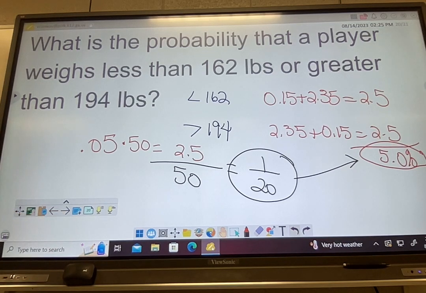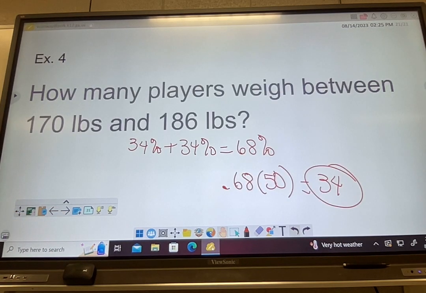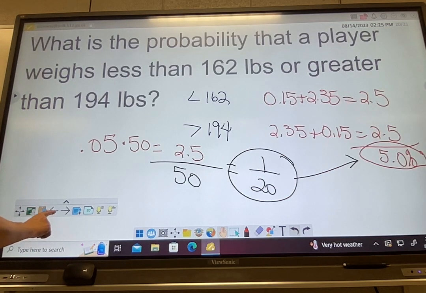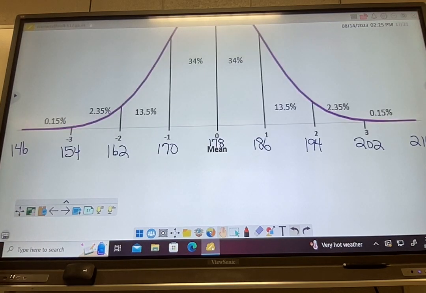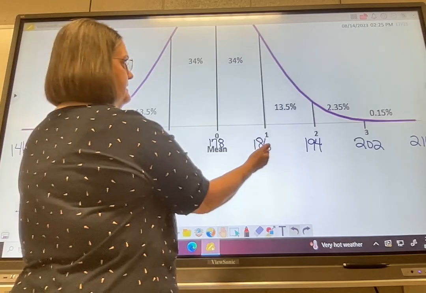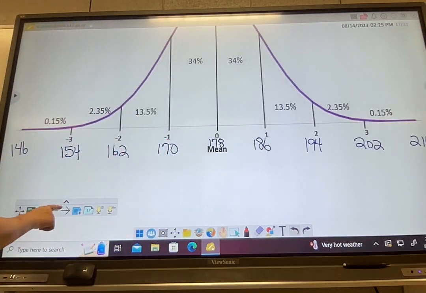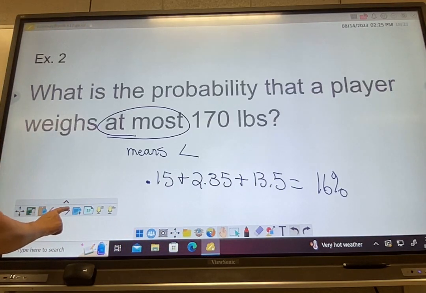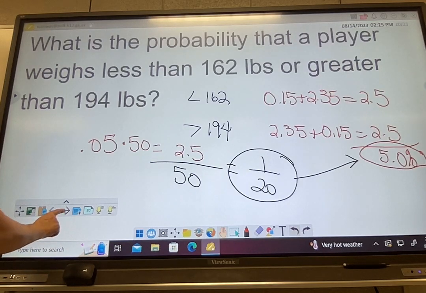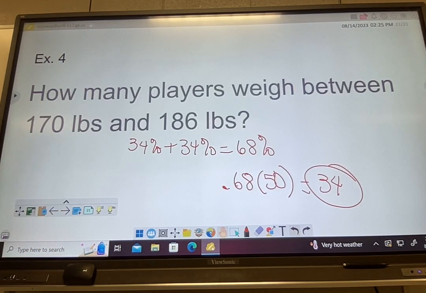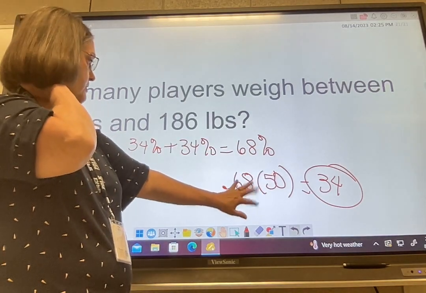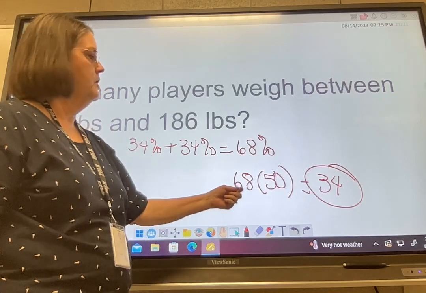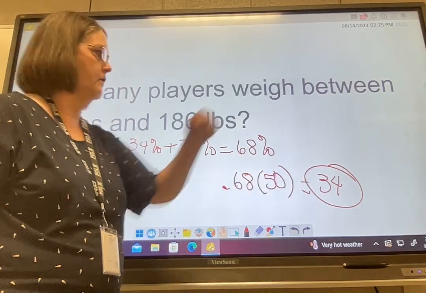All right. Then it says how many players weigh between 170 and 186 pounds. All right, so 170 to 186. We go here, 170 to 186 is 68% of the players. All right, we're going to change that to 0.68 for multiplying. So 68%, to find how many that would be, you multiply your percentage times the total number of players. So 0.68 times 50 is 34 players.